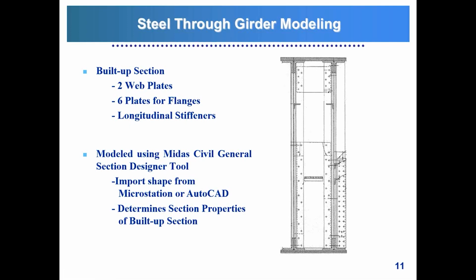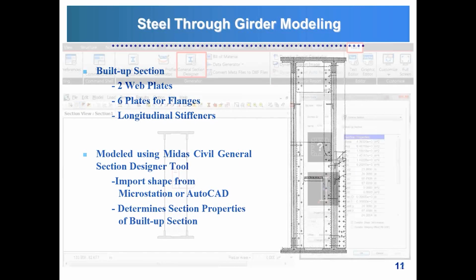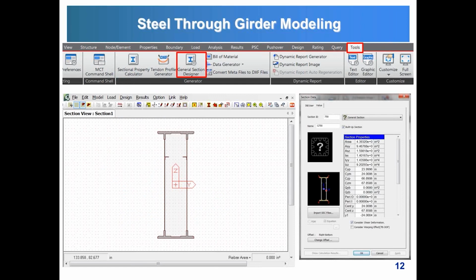To include this in our MIDAS model, we used a tool that's built in within MIDAS, called the General Section Designer tool. What this tool allows you to do is import your shape from, again, either a MicroStation or AutoCAD file, just as you can do with the bridge geometry. Now, because we have to consider the stiffness properties of the section for the analysis, MIDAS also calculates the section properties of the built-up section.